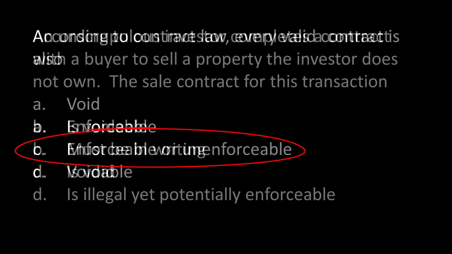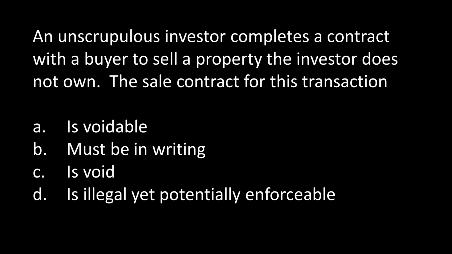Our last question. An unscrupulous investor completes a contract with a buyer to sell a property the investor does not own. The sales contract for this transaction is A. is voidable, B. must be in writing, C. is void, D. is illegal yet potentially enforceable. Well, selling a property you don't own, this contract is void.